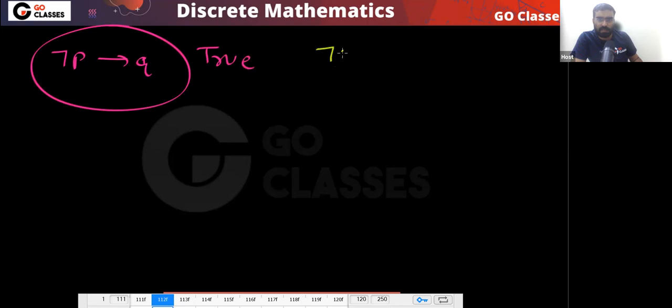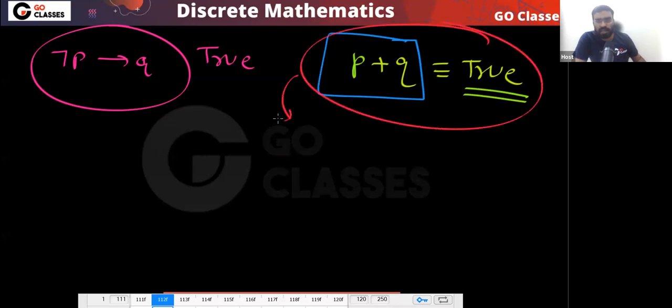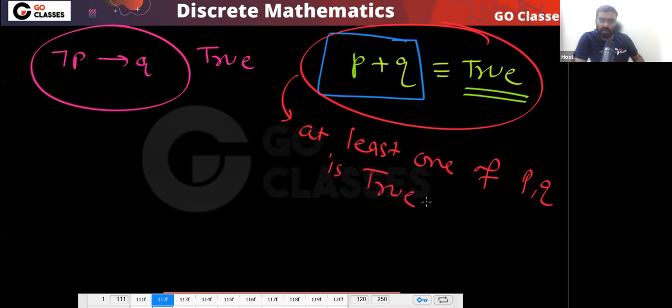What does it mean? This is true. It means that negation P or Q, or I can say P dash or Q, is true. This is given to you. Also P or Q is true. That is given to you. It means at least one of them is true. Correct? Yes or no? At least one of P, Q is true.